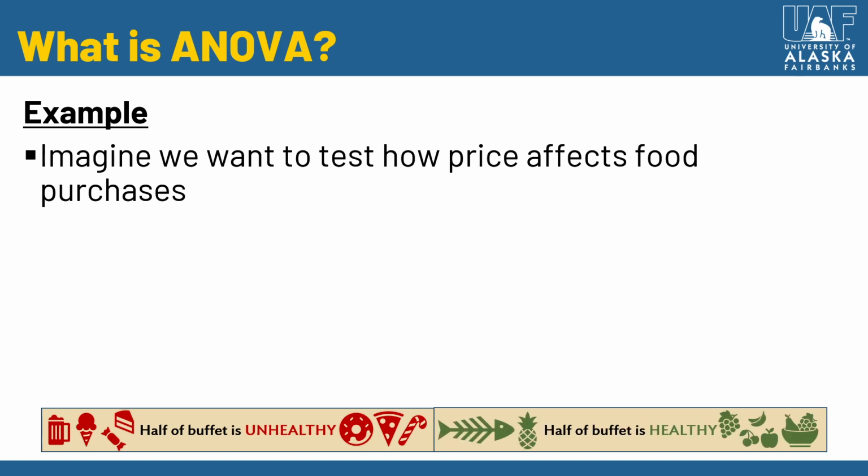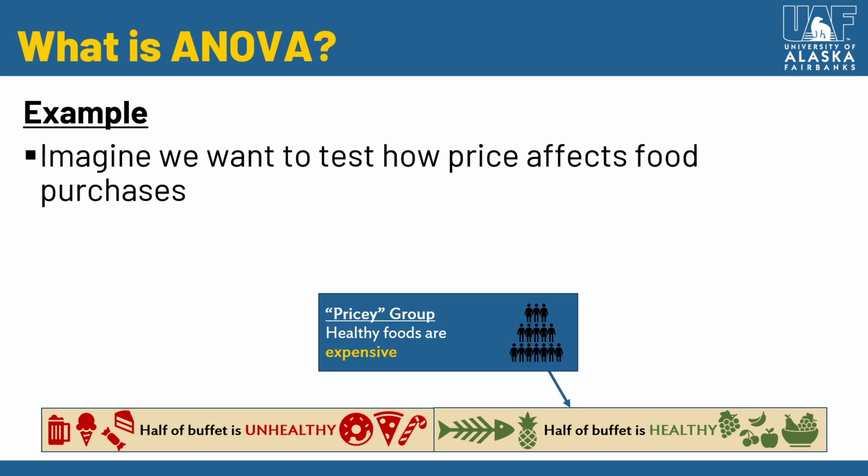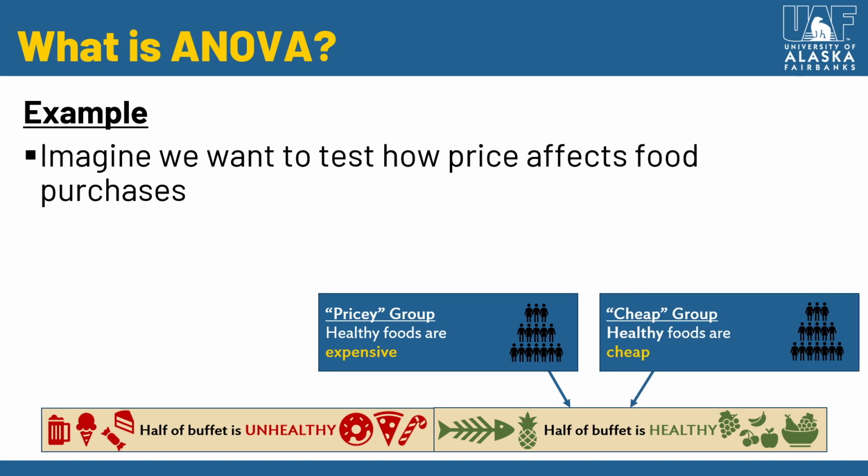And then half the buffet is healthy, right? Foods that are generally nutritious, generally good for you, generally good for your body, your digestion, so on and so forth. And so we look at these different groups. And so let's say in one condition, this pricey group, we have them come up to this buffet and they can choose different foods, but healthy foods are expensive, so they'll have to pay more. And so we're seeing if they're willing to do this. Whereas the cheap group doesn't have that problem, right? Healthy foods are cheap. So we want to see how these two groups are buying various foods, depending on whether the healthy food is expensive or cheap, right?